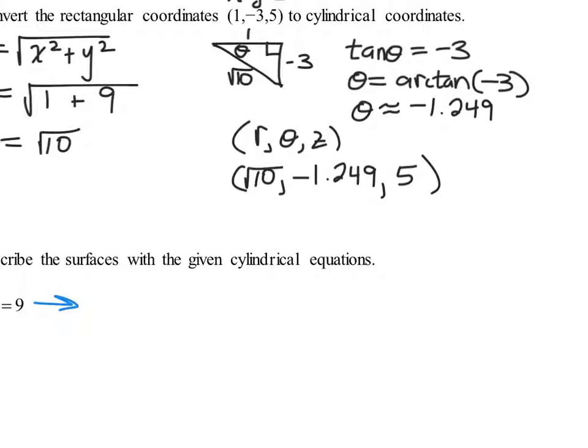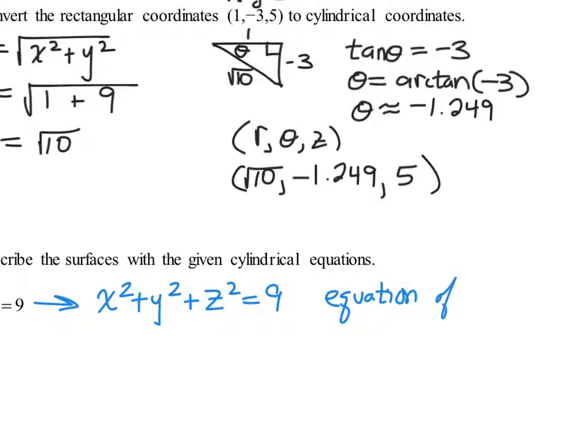R squared is equal to x squared plus y squared. So this is the same as saying x squared plus y squared plus z squared is equal to 9. That's the equation of a sphere. All right, so that's the equation of a sphere.